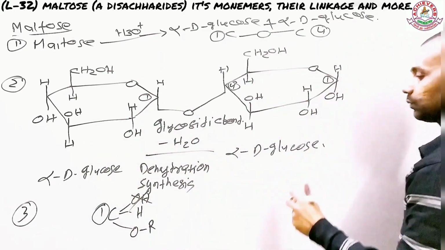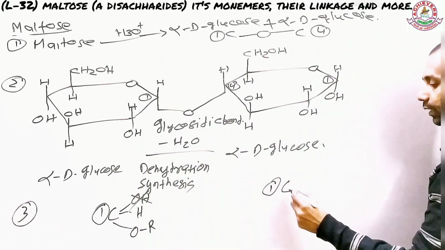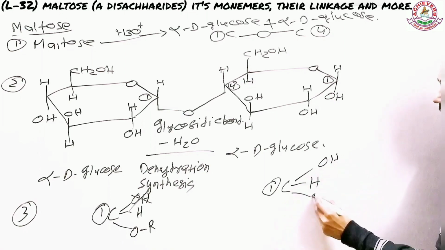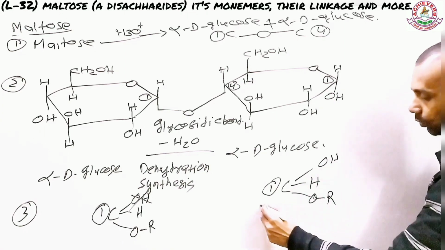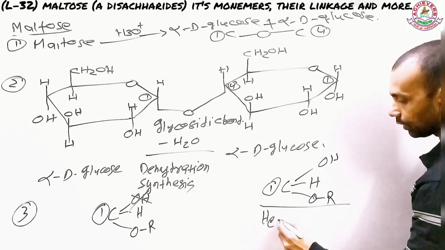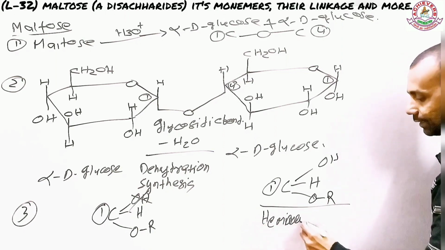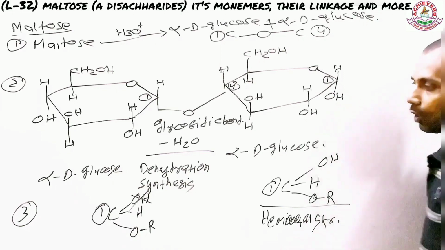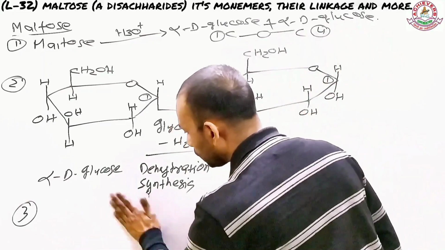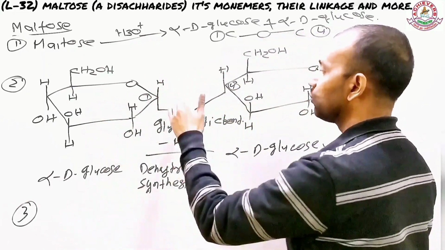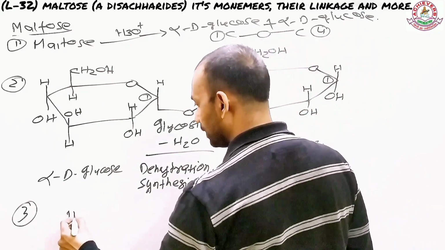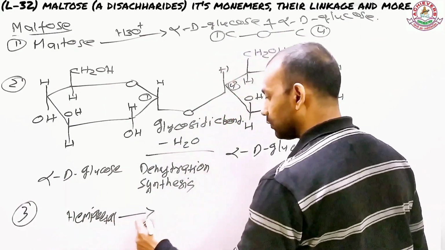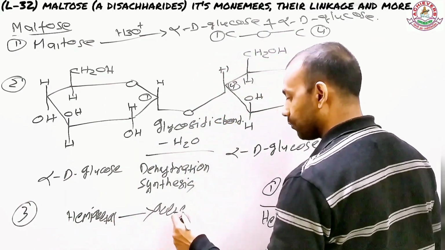But if you take a look at the first carbon of the other glucose, what you see is hydrogen, again an OH here, and again an ether also. So what does that mean? It has the hemiacetal structure, right? That means the first glucose's hemiacetal has converted into an acetal, while the hemiacetal here remains.